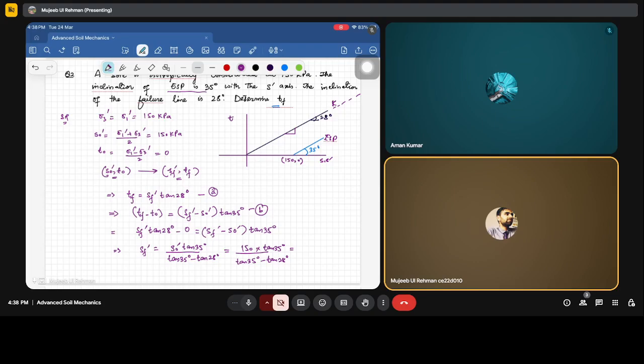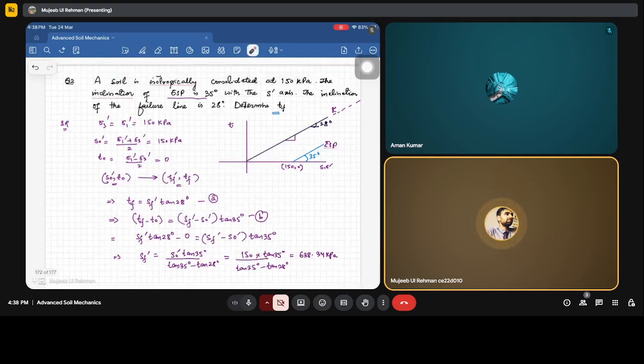This is equivalent to 638.34 kPa. So the main thing is you are relating the T and S at failure based on the slope of the failure line, and you are relating the T and S based on the inclination of the ESP. Maybe like if we extend this, it will meet at here, at which our TSP and ES and our T and S parameters will be related by two equations, one by this and one by this equation.